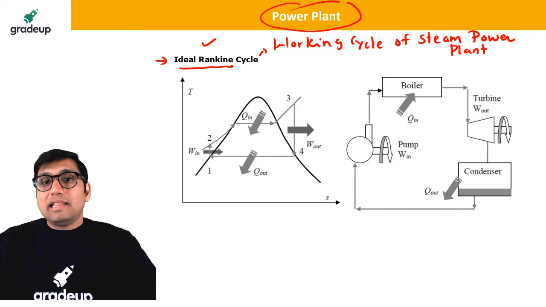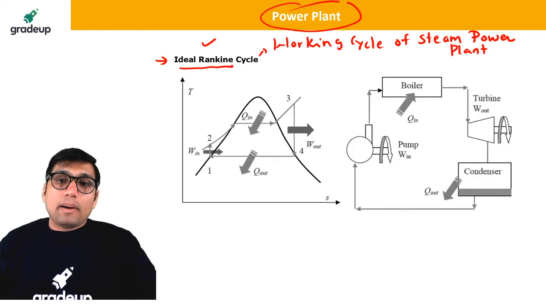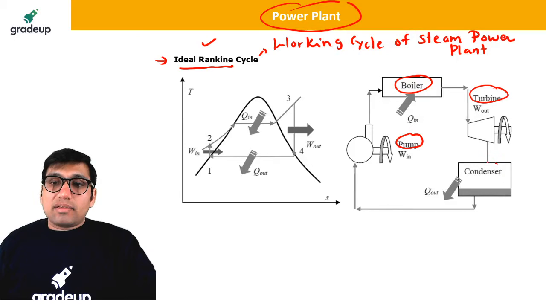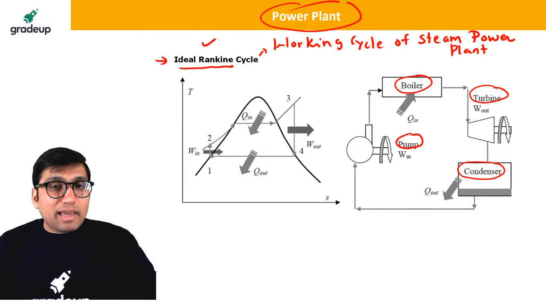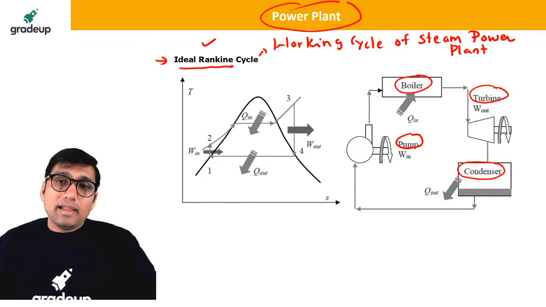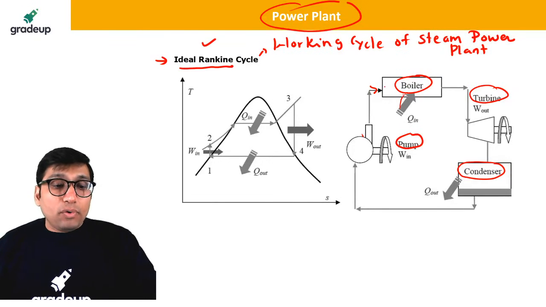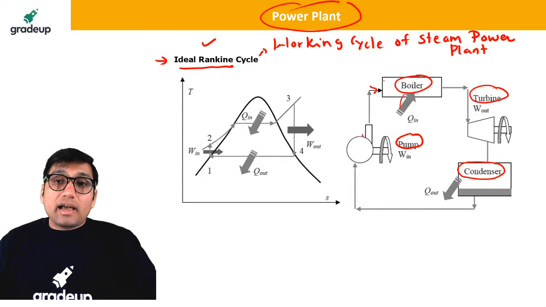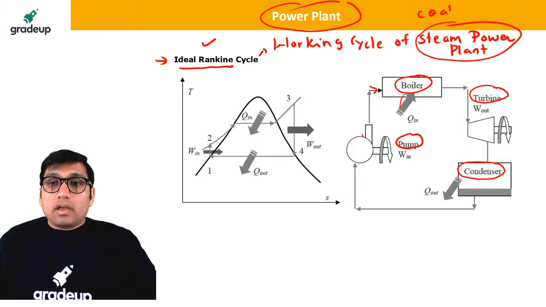Basically in the ideal Rankine cycle we'll be having these four components: pump, boiler, turbine and condenser. These are the four major components of an ideal Rankine cycle. The pump will be pumping the feed water into the boiler. In the boiler, the heat will be supplied by combustion of the fuel. Generally in India, for a steam power plant, we use coal as a fuel. 67% of the power generation in the steam power plant is through coal.